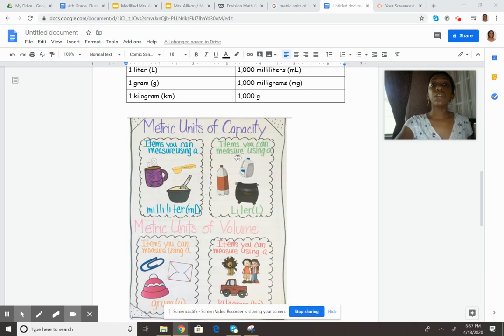Okay? Items you can measure using liters. For example, you can use things within an object, say for instance soda, water, or milk, something that's holding something in there. That would be the liters, okay? Like liquid water, or say for instance, also a washing machine.